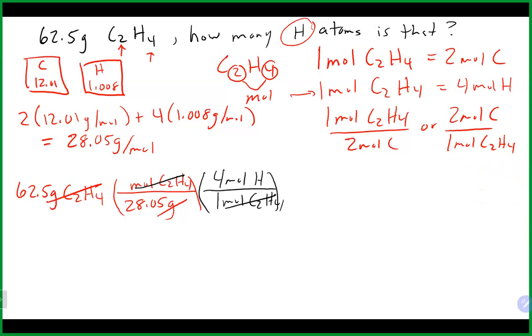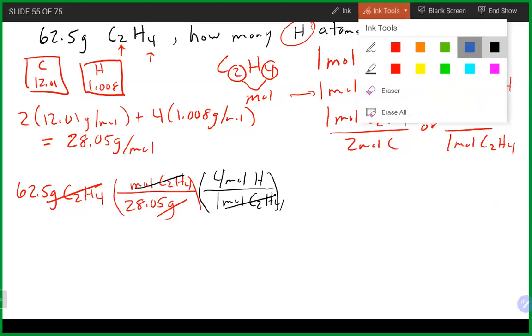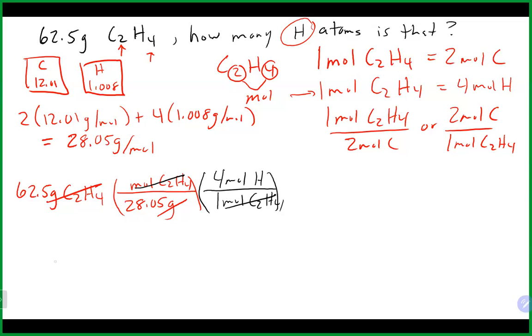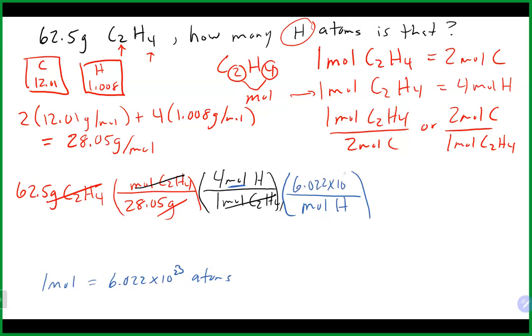All right, so now that we got it to moles of hydrogen, we will use Avogadro's number, which once again is 1 mole of anything, right, is 6.022 times 10 to the 23 atoms. So following our logic, the unit that we have left right now is moles of hydrogen on top. So on the bottom should go atoms or moles? The bottom should go moles. So on the bottom should go a mole of hydrogen. Gets us 6.022 times 10 to the 23 atoms of hydrogen. At that point, the moles of hydrogen cancel.